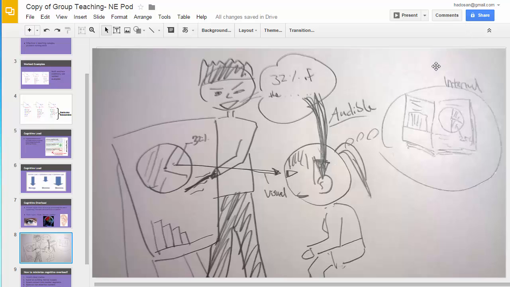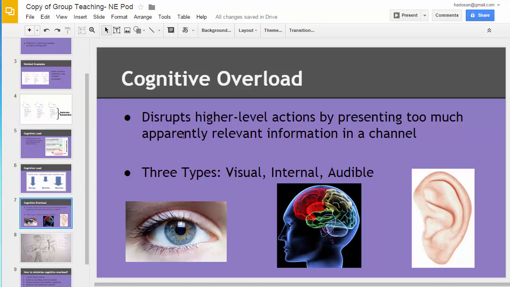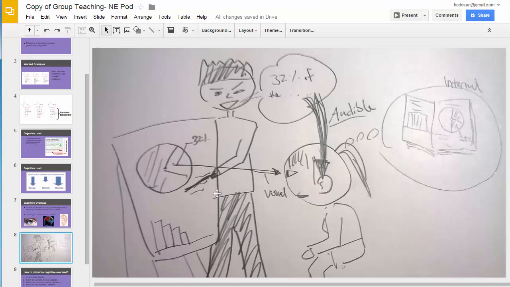And I think this drawing will actually go better with what you're saying here. Basically, you're saying you can overload our mind through three types of information: visual, internal, and audible, or three channels: visual, internal, audible. And you can talk about that by showing this picture. And my drawing is not so good, so she's not overwhelmed. But you can draw a picture of a girl being overwhelmed, and that way it would make more sense.